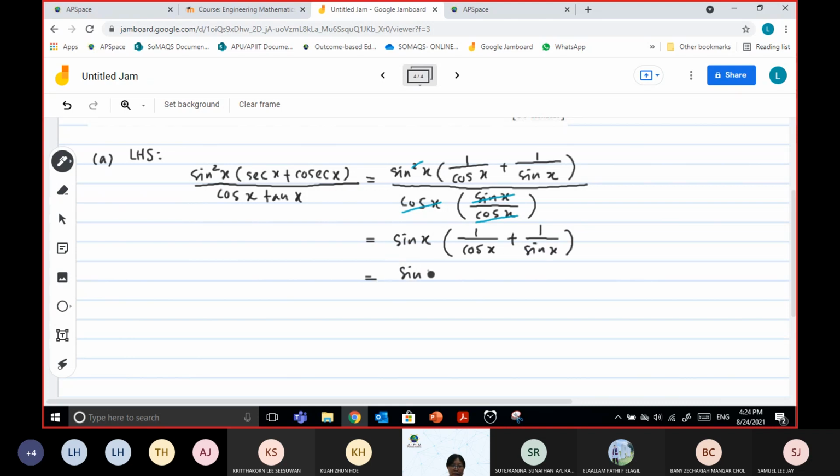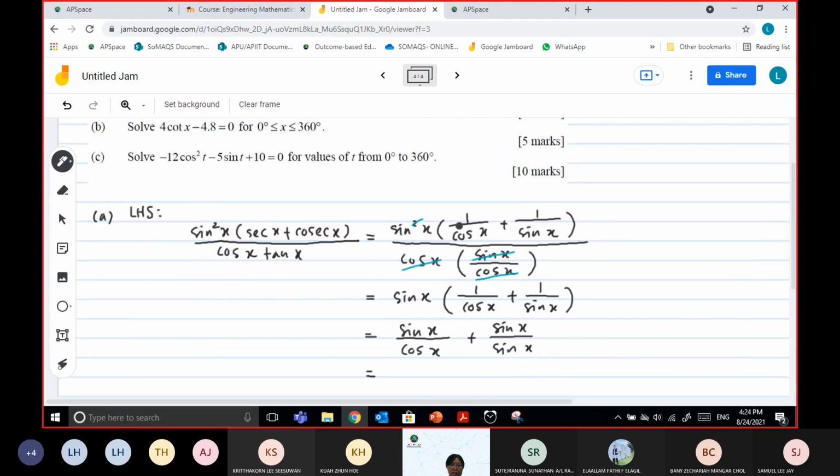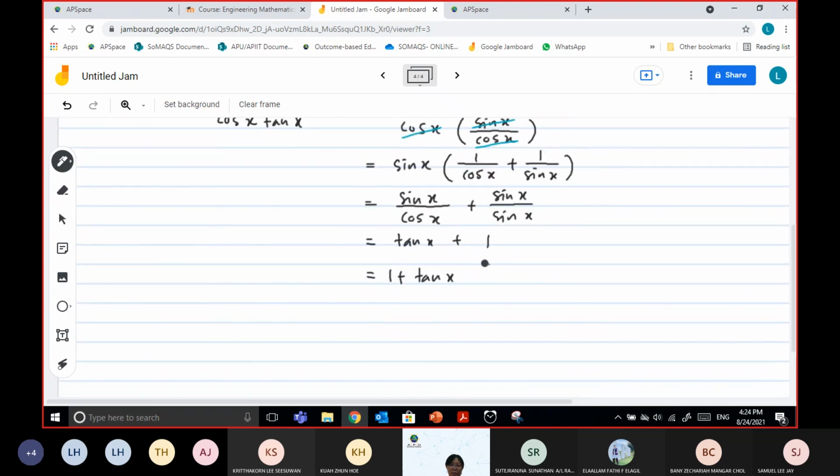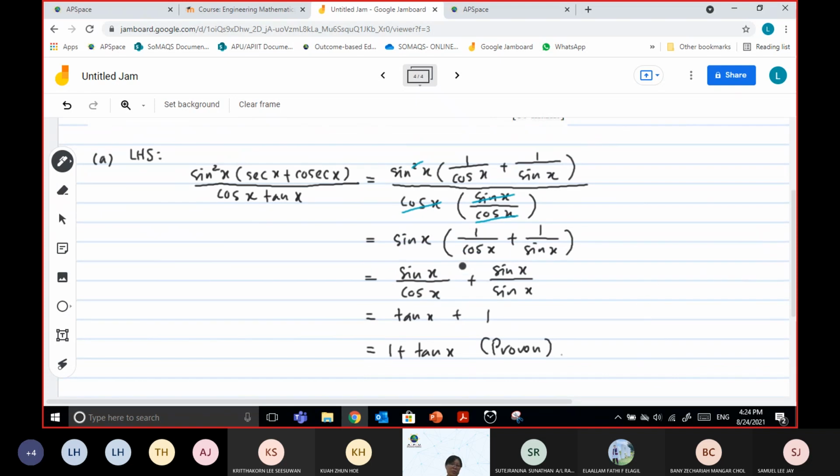So you have sine x, bringing the sine over cos x, then sine x over sine x. So sine per cos is tangent. 1 plus tangent. So this is tangent x, this is plus 1, which is equal to 1 plus tangent x. We were asked to prove, right? Proven. There should be multiple ways to solve it. For this case, I just substitute all the ratios, then simplify and get the answer.